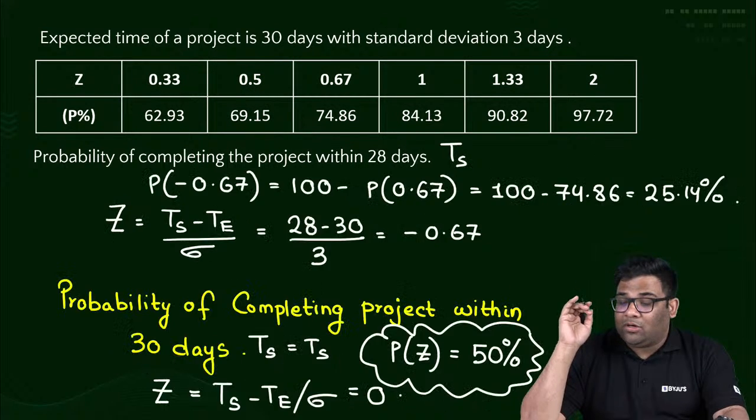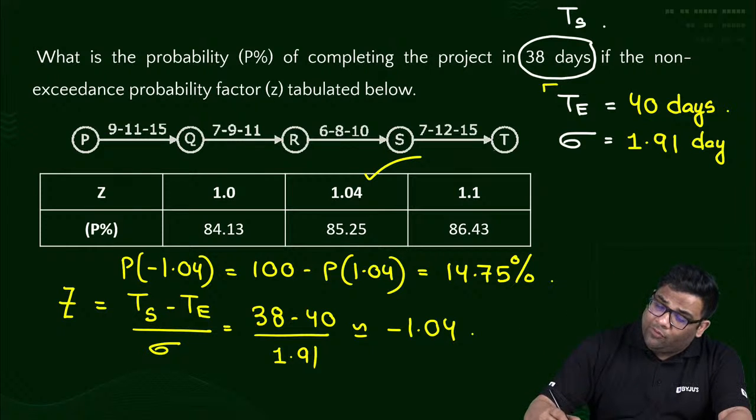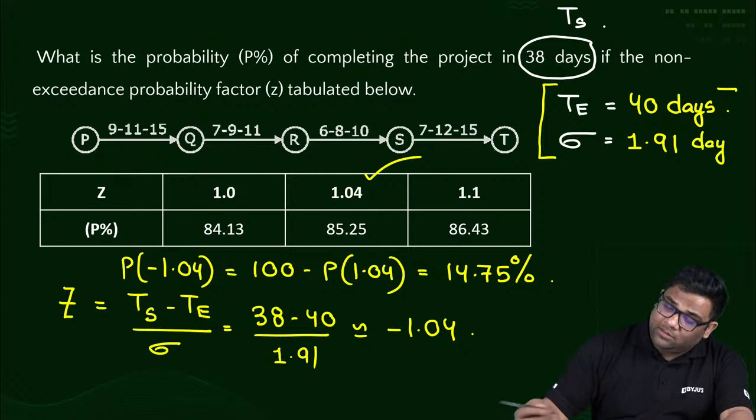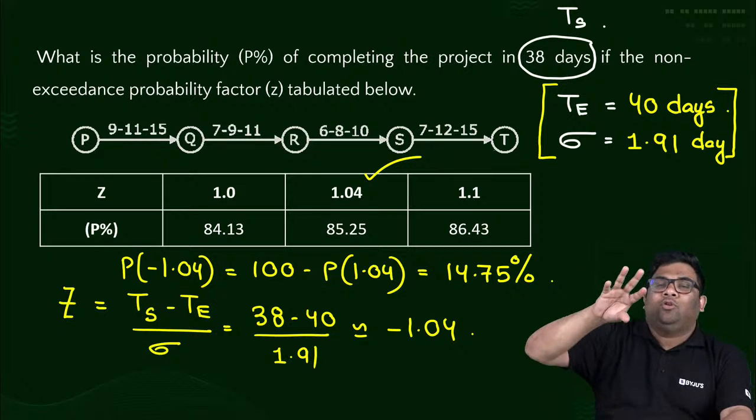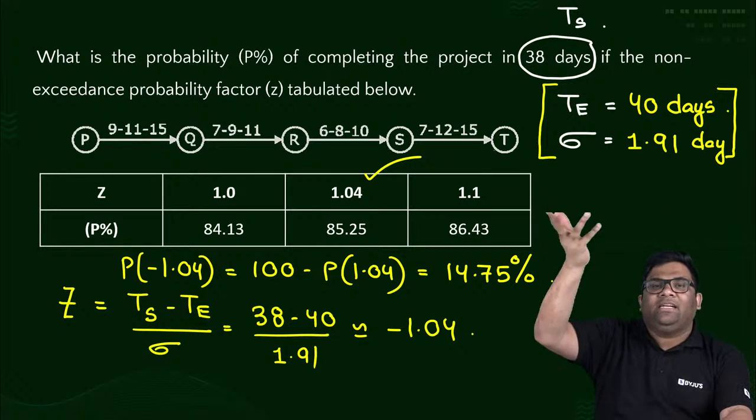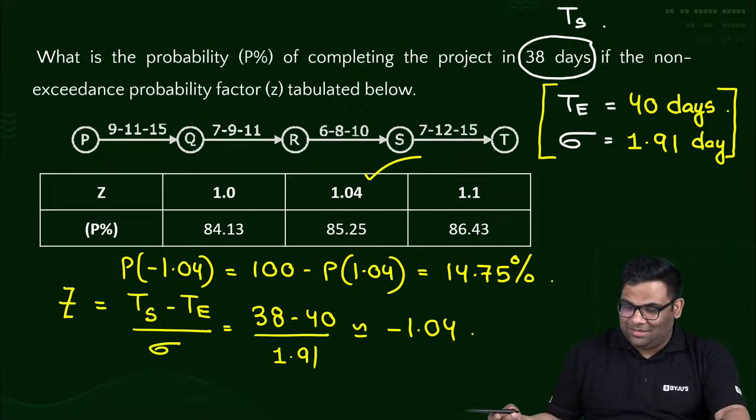But if TE and sigma are not given, and they give you a series like this, you can find out TE and sigma. I have already taught you how to find TE and sigma. Even if they give a complicated network, you can identify the critical path and find out TE and sigma. Yes or no? Yes.